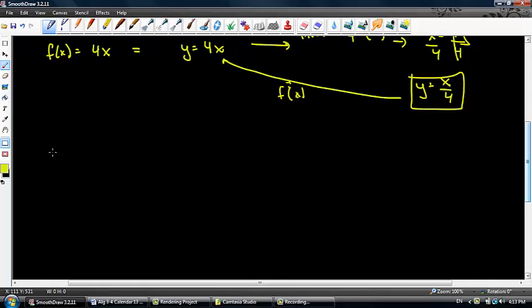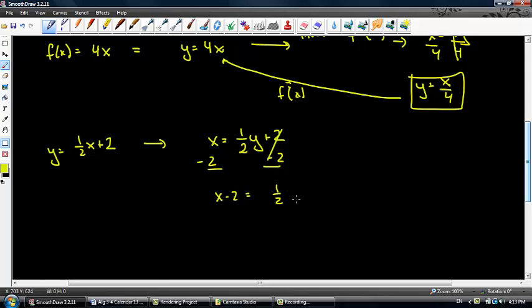Okay, let's take a look at another example here. If I say y equals 1/2 x plus 2, well, if I want to create the inverse function, I'm going to switch x and y to start off. And now I'm going to go ahead and solve for y. So I'm going to subtract 2 from both sides. That's x minus 2 equals 1/2 y. And I'm going to multiply the right side by 2, but I'm also going to multiply the whole left side by 2. So those are going to go away. I get y equals, distribute in, I get 2x minus 4.